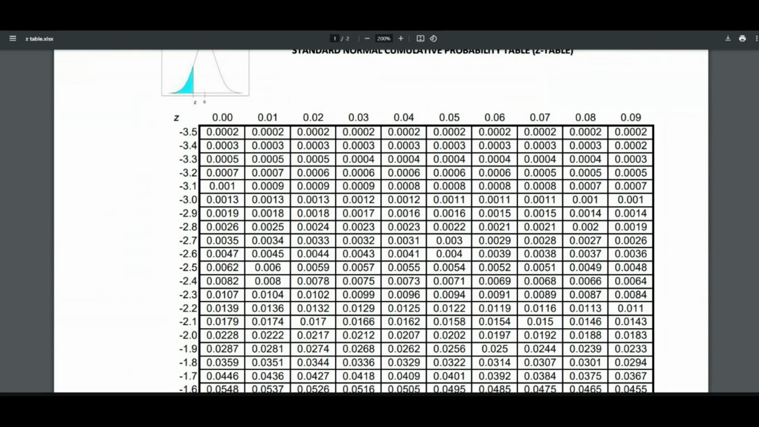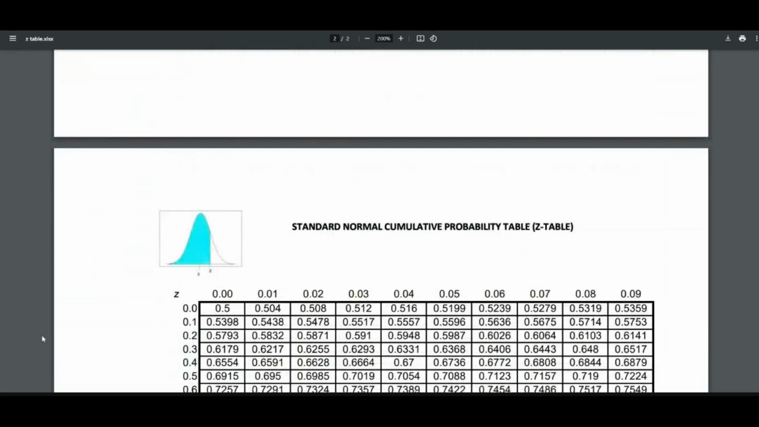Now, this was all negative. What about if it's positive? Well, if it's on the other side, you turn to page 2 of this table. This table has 2 pages. All right, here's the other side. Do you see that the area now is more? Because you've gone to the other side.